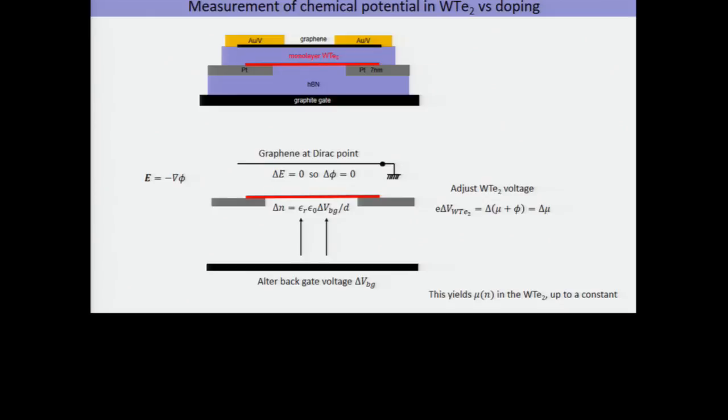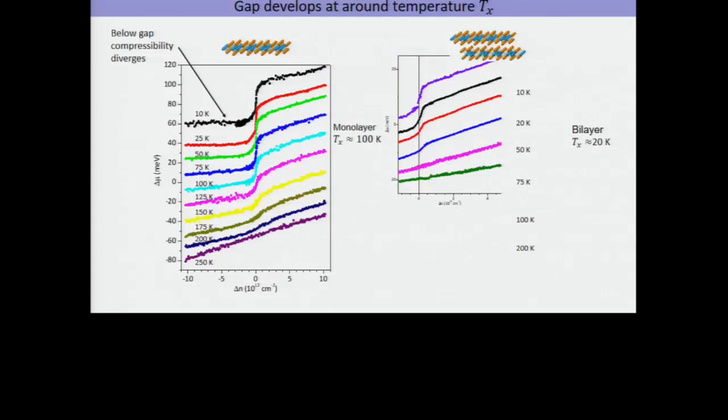To look at that from another point of view, we did some experiments to look for a gap opening, and to cut out the details of how we did it, which I can tell you about if you're interested. Essentially, we use graphene to measure the compressibility of the material as we dope it. And we can extract the chemical potential in the material in WTe2, that's this vertical axis in millivolts, as a function of the density of the doping.